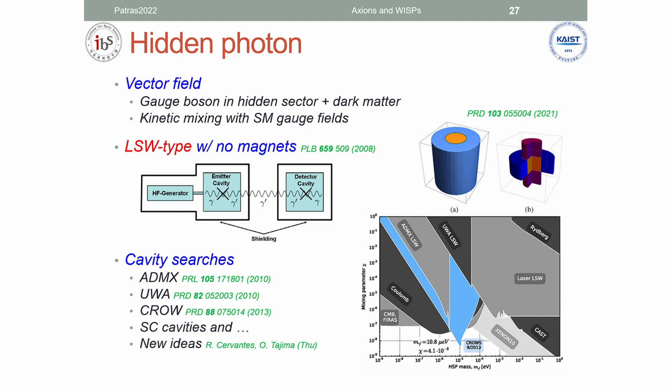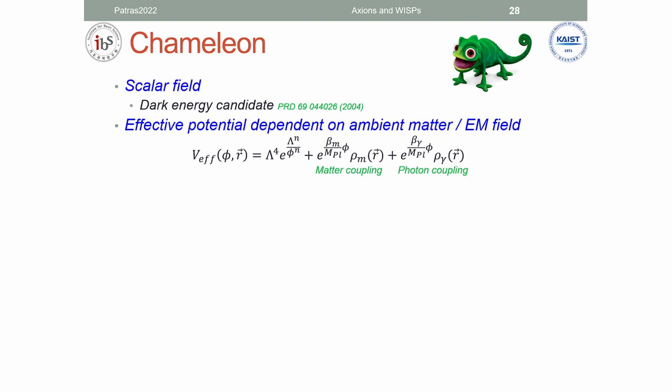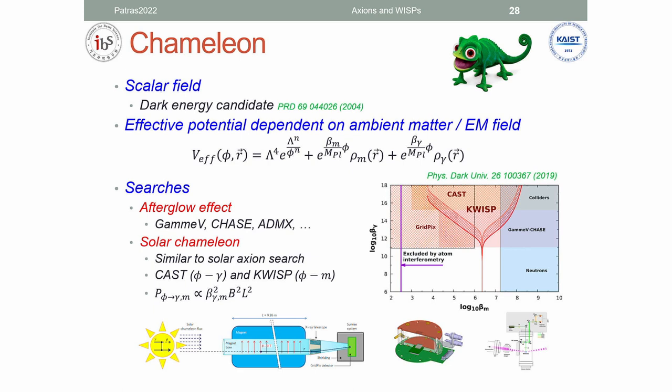Okay, the chameleon is another good one, a dark energy candidate. It is called a chameleon because the effective potential depends on the local environment, basically the matter or the electromagnetic field, which means it can couple to matter, and on the other side it can also couple to the photon too. There are some experimental efforts based on the afterglow effect, GammeV CHASE and ADMX also demonstrated this.